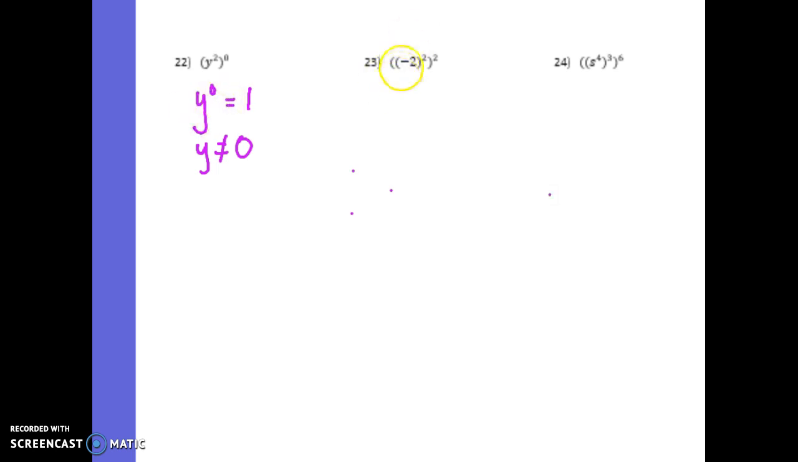Okay, number 23, we end up with negative 2 to the 4th power. Okay, so we can then evaluate that. 4 times 2 is 8, 16. Okay, and here we have an s to the 4 times 3 is 12, and then 12 times 6 is 72. So we end up with s to the 72 power.